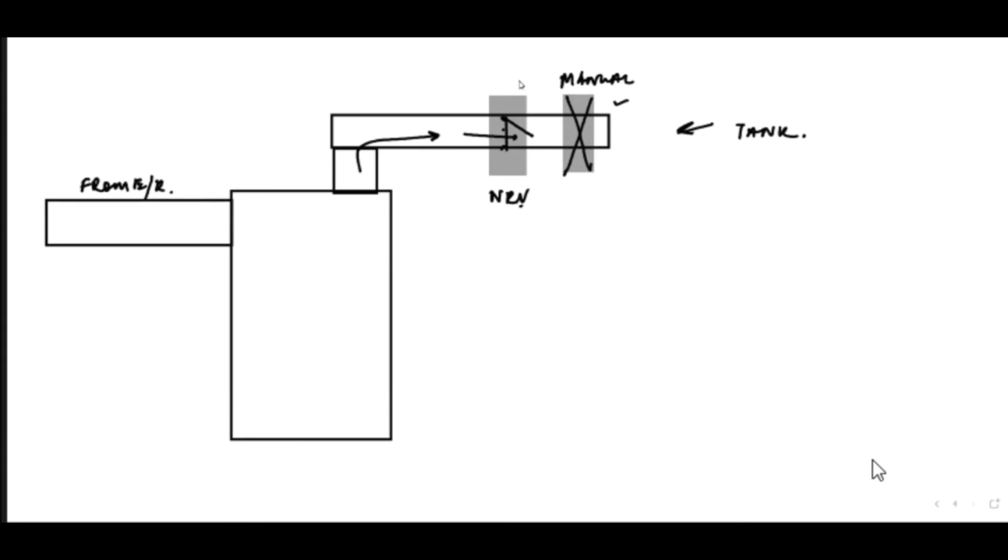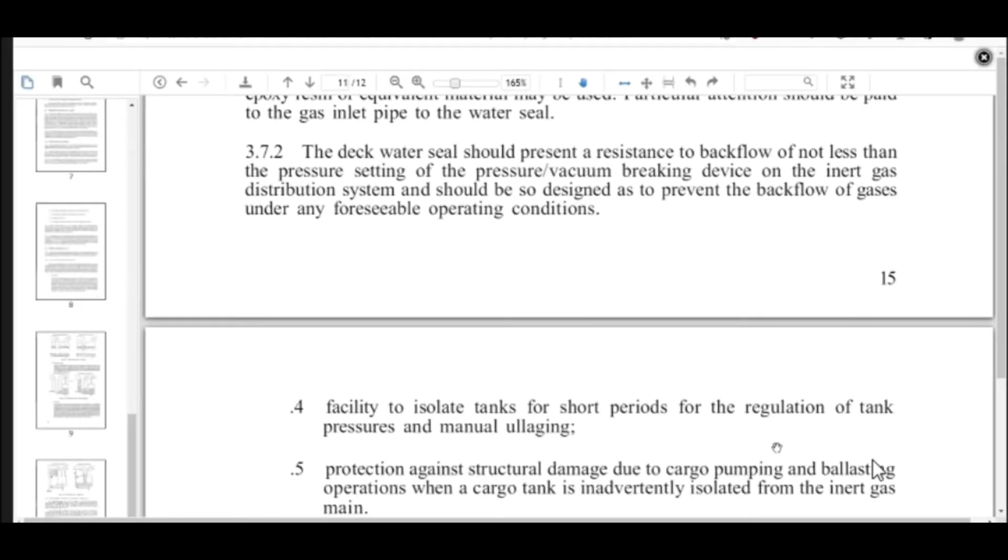Dry means the inert gas, when passing through the deck seal, has no contact with any water or liquid. That is the meaning of dry. This is widely used on chemical tanks.